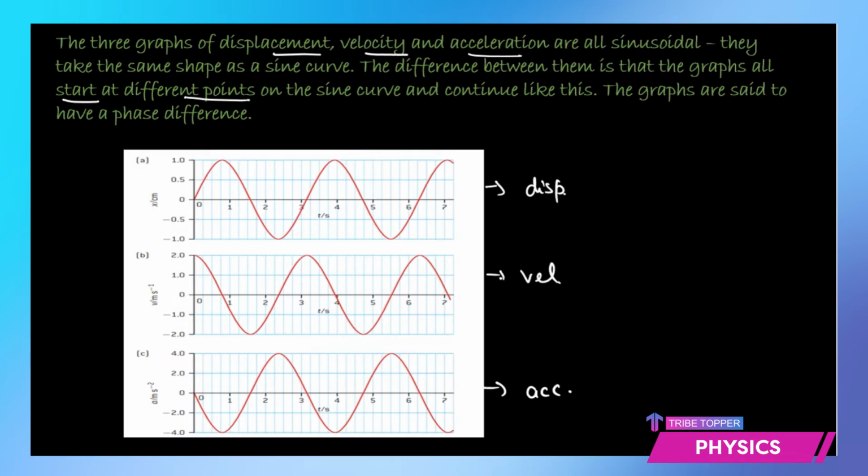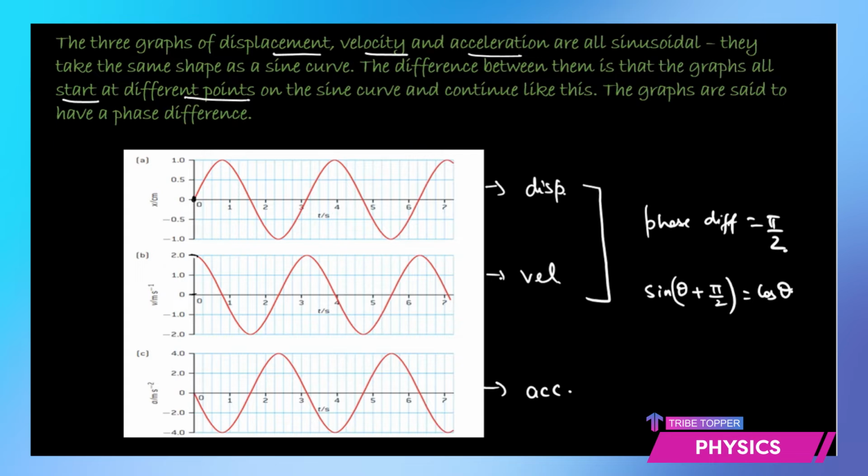If you look at the first graph, at 0 seconds it starts from 0. Whereas the velocity, at 0 seconds, starts from a maximum. This is not exactly opposite, but this one is ahead. Here we would say the phase difference between the two is just 90 degrees or pi by 2. There is a phase difference of pi by 2 because the first is a sine wave and this has turned into a cos wave. The first one is sine theta. If you add a phase of pi by 2, you get cos theta, and that's what you get as the velocity wave.